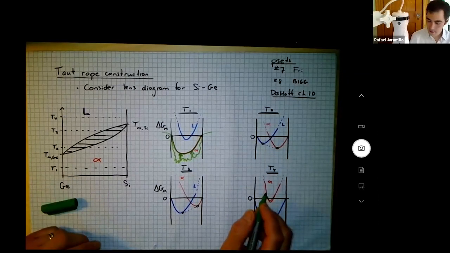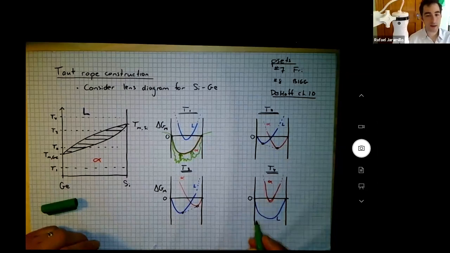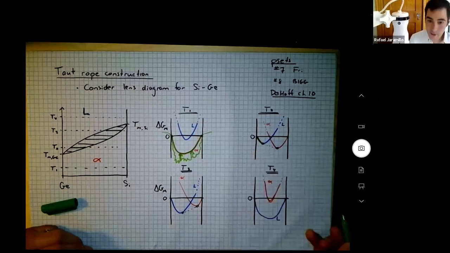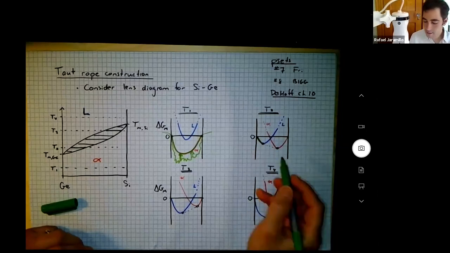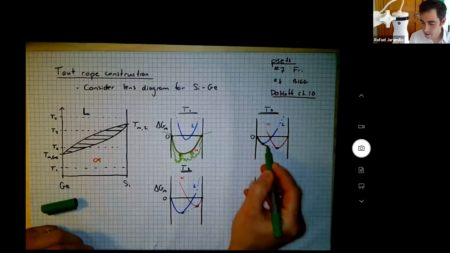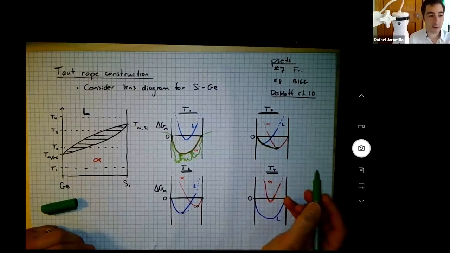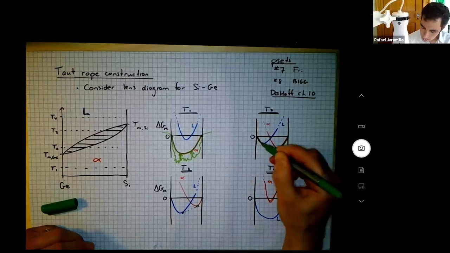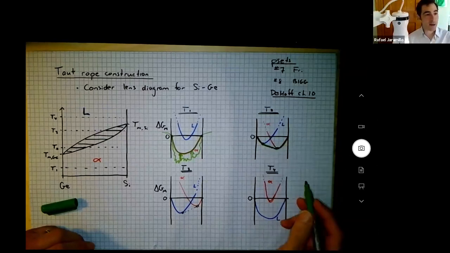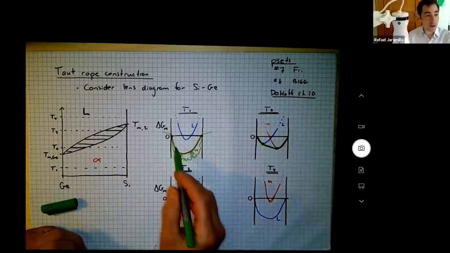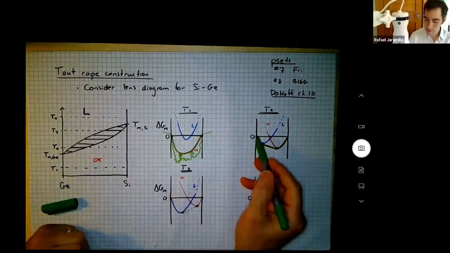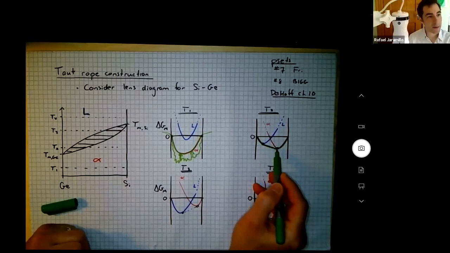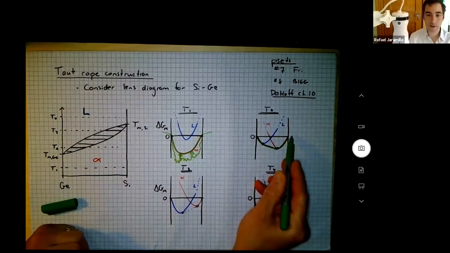All right, that was kind of silly. What happens in this case? If I do that in this case, the taut rope traces the liquid solution until the point of common tangency. And then it becomes a straight line until it traces the alpha solution. You can see that geometrically, right? If these were objects and you had a string and you pulled it taut, it would trace the solution where the solution is stable. Then it would trace the common tangent. And then it would trace the solution where the solution is stable.